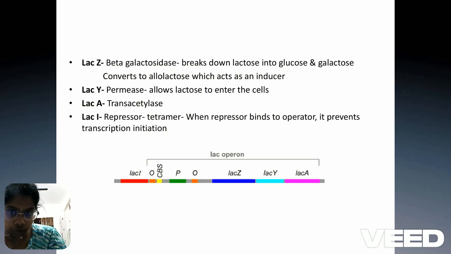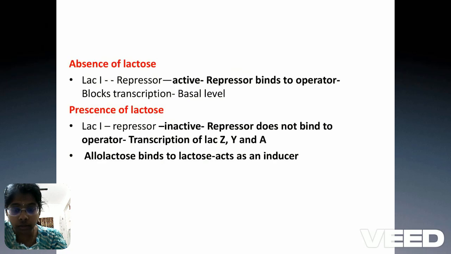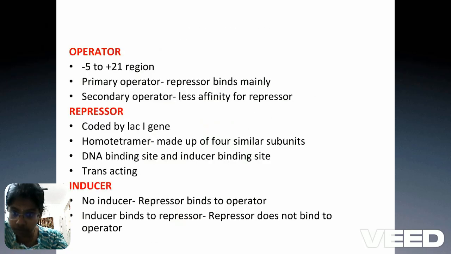Now, these are some extra points. There are two types of operator: primary operator and secondary operator. Primary operator is where the repressor usually binds. Secondary operator has less affinity. Apart from that, you also have to remember that the lac I gene encodes for the repressor. The repressor is a homotetramer. It consists of four subunits. And you can see that allolactose binds to the repressor also.